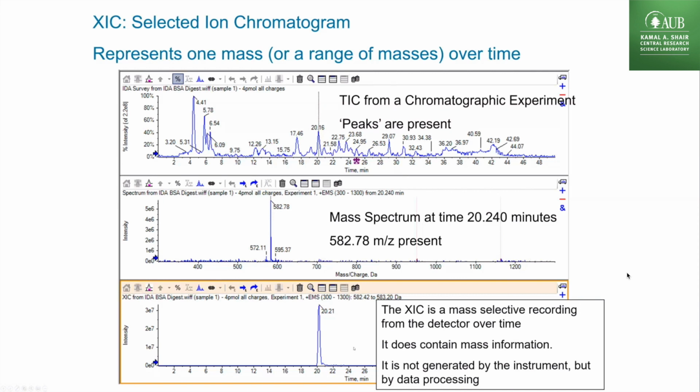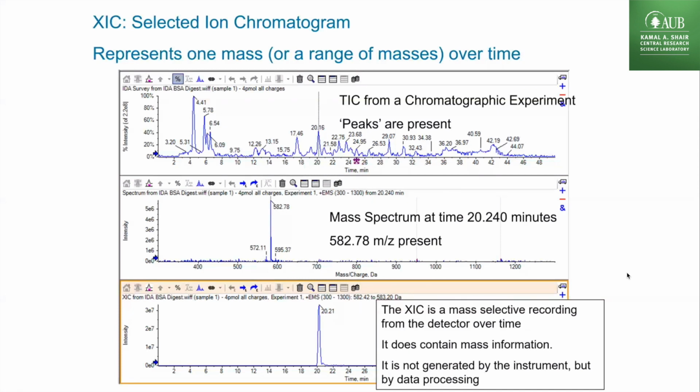It's also important to note, especially for those of you who have done MRM before, this is not generated by the instrument. This is generated from the full scan data during the data processing. So you are doing the data processing to produce the XIC. The instrument itself is generating the full scan across the whole mass range all the time. You are just looking at this one particular mass at this time.